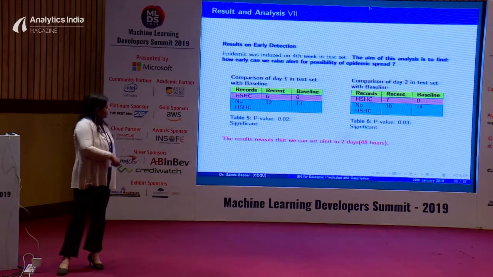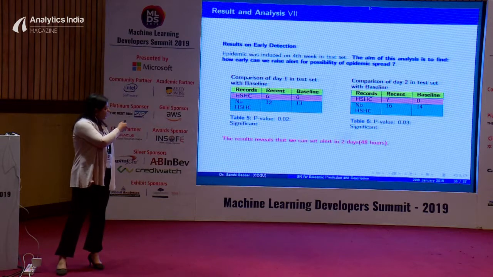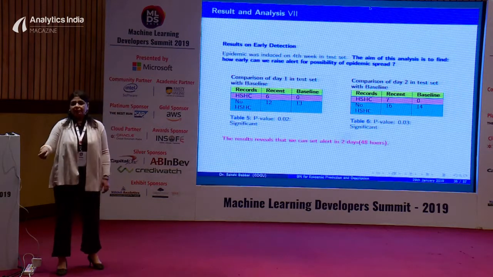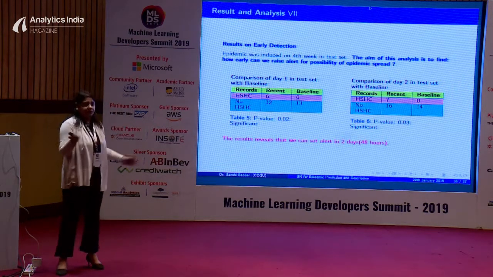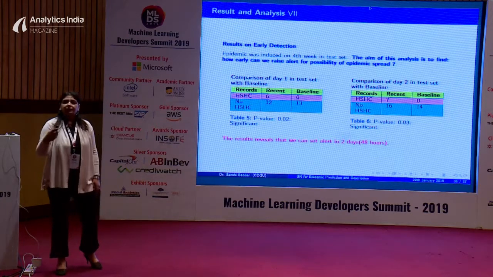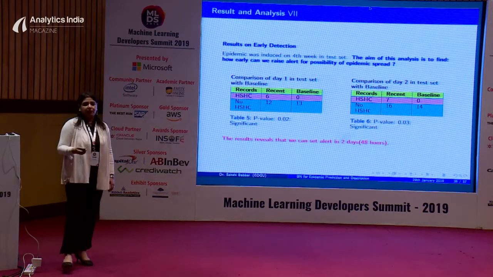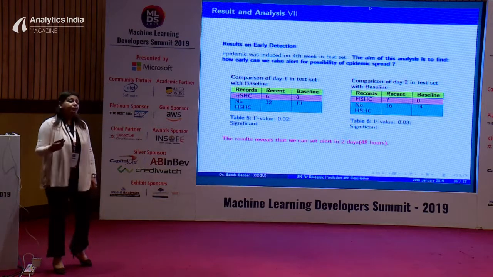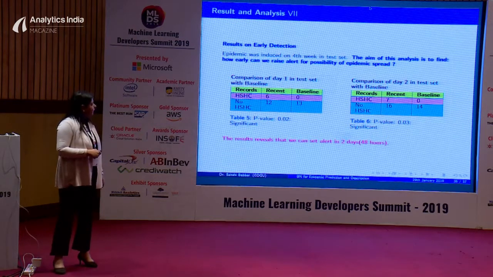This is day two data. So based on the day one data and day two test data, we can declare the possibility of epidemic in 48 hours, so it's 2 days. Right, so within 48 hours, you can say that, okay, there could be a probability of chikungunya there.